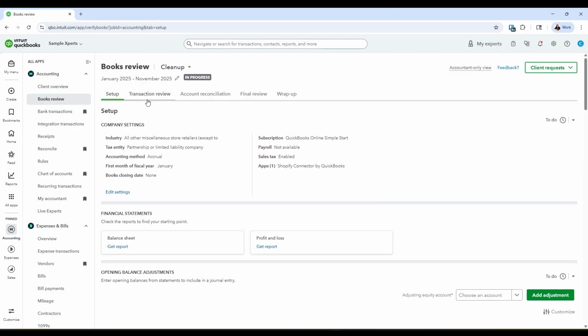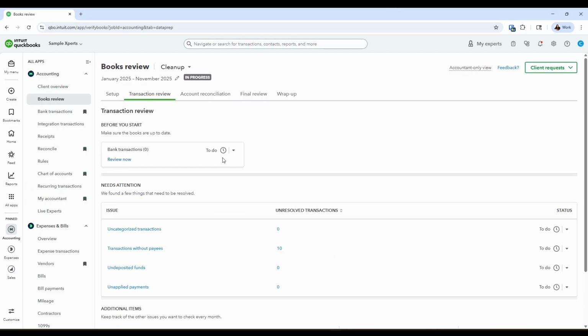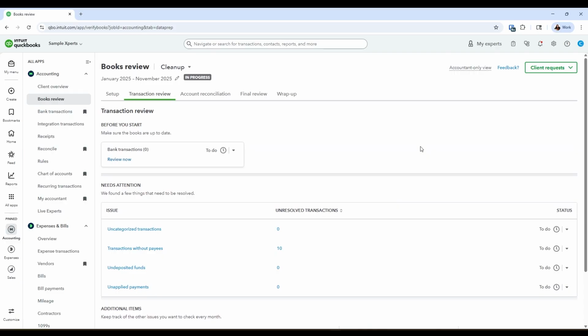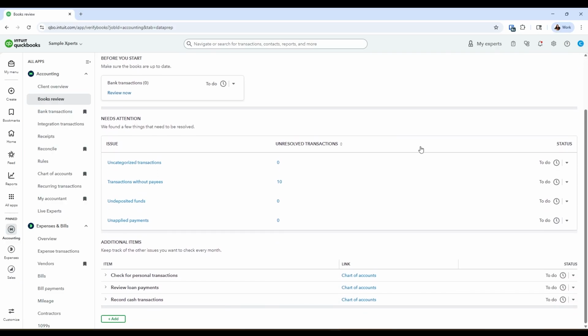Okay, so we're going to go up here, take a look at transactions review. You want to make sure, like I said, that all transactions have been categorized. That's the first step. If it says 0 transactions, it has been categorized all the way through November 2025 here. Okay, so next thing you want to do, you want to verify if there is any uncategorized transaction or transaction without payee, undeposited funds, or unapplied payments.